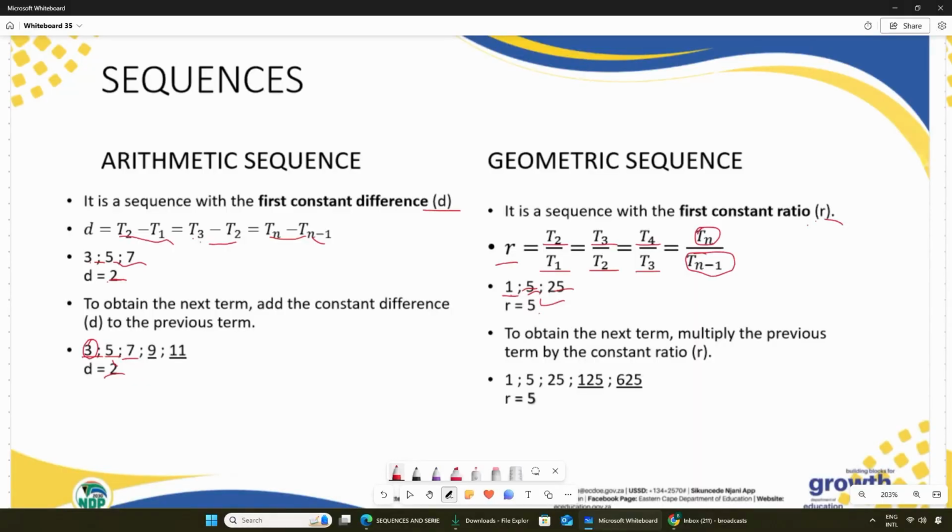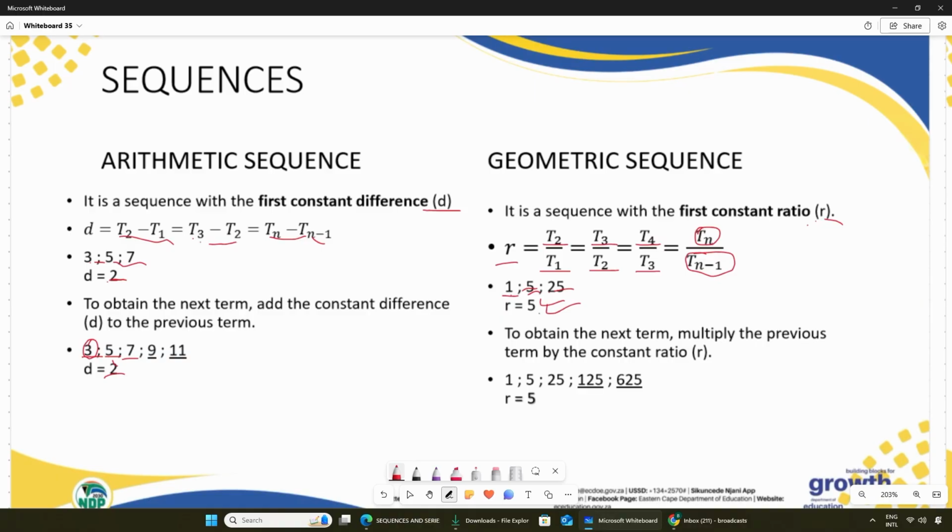Okay, let's consider this example. You have 1, 5, and 25. If you say 5 divided by 1, that will give you 5. If you say 25 divided by 5, that will also give you 5. So we can proudly say that this is a geometric sequence because the ratio is constant.